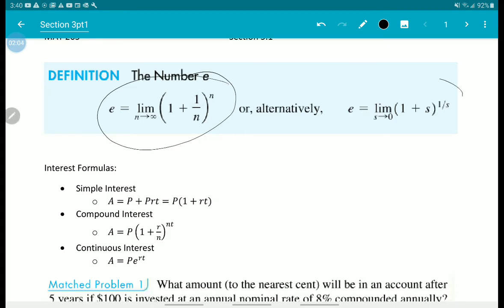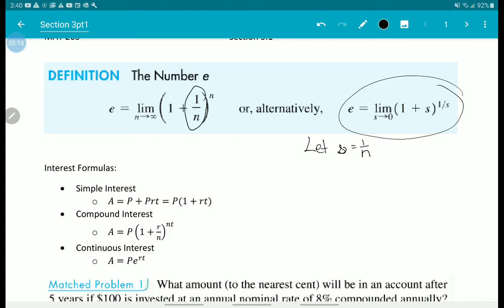Now, we could actually rewrite this just by doing a simple substitution. If we let s be equal to 1 over n, now we've got 1 plus s. We could solve this for n by multiplying both sides by n and then dividing by s. So now we have a substitution for the n here. We just need to figure out what's happening with that limit.